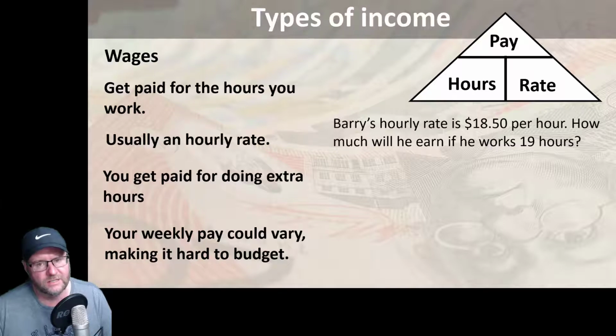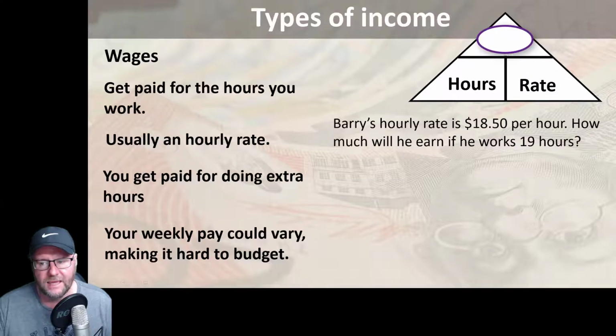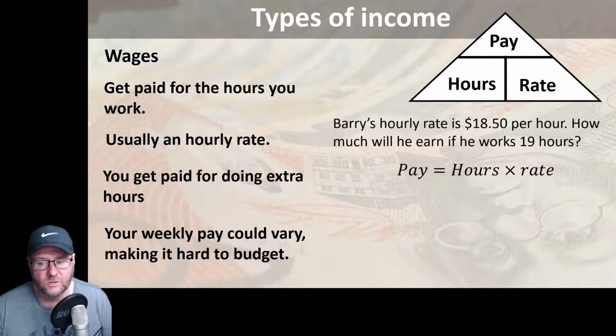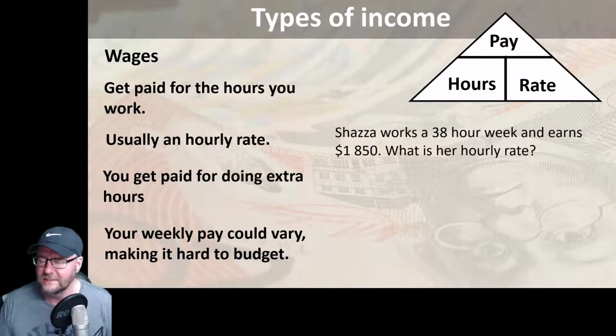Barry's got an hourly rate of $18.50 an hour. So how much will he earn if he works for 19 hours? To do this, we are going to cover over the bit we want to calculate. We know how much he earns per hour. We want to work out his pay. So I'm going to put my hand over and block out the pay. And what's left on the bottom is hours times rate. So that's what we're going to do for our calculation. To work out his pay, we'll do hours times rate. His hours was 19 hours. His rate was $18.50 an hour. Multiply them together. Barry earned $351.50.